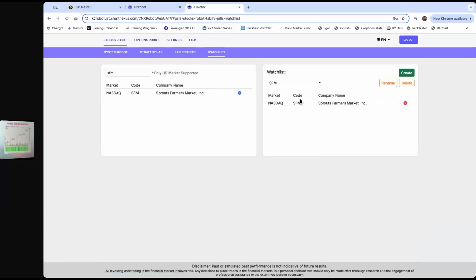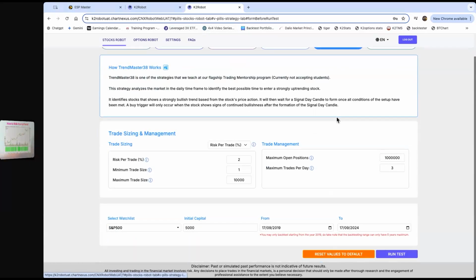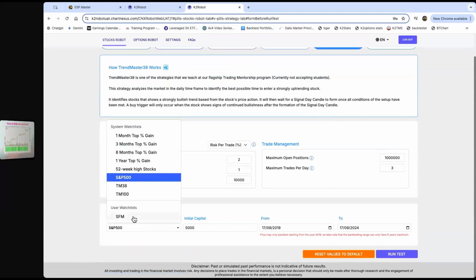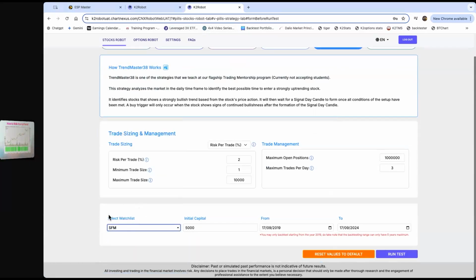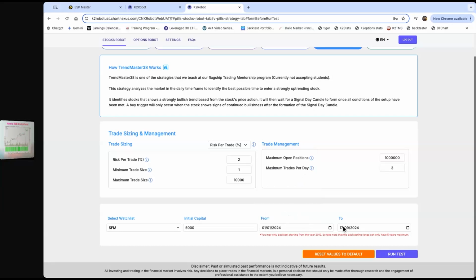Inside this watch list there's only one stock, which is SFM, because we are only going to backtest this stock and show you how the robot will take the trades on it. Then we come to the strategy lab, and I'm going to use Trendmaster 38 and SFM, trading with 5,000. We will just focus on this year's trend so that it is much faster: January 1st to September. So these 9 months, let's run the test.